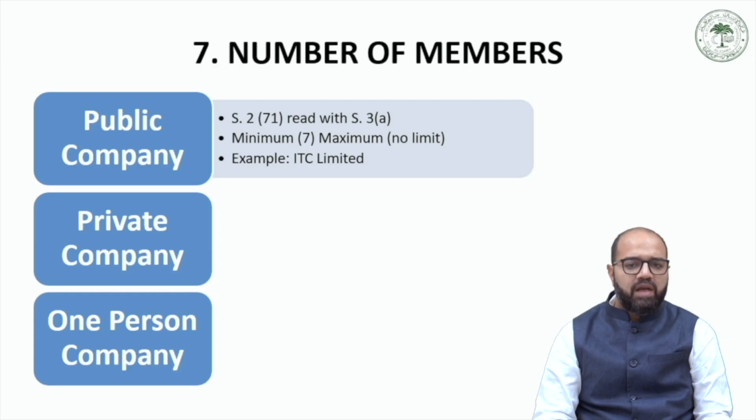A public company can be a company that is limited by shares or limited by guarantee or an unlimited company. Now, what is a company limited by shares, company limited by guarantee, or an unlimited company? Refer to our previous discussion on the classification of companies on the basis of liability. A very well-known example of a public company is ITC Limited. Generally, most of the companies that are listed on the stock exchange are public companies.